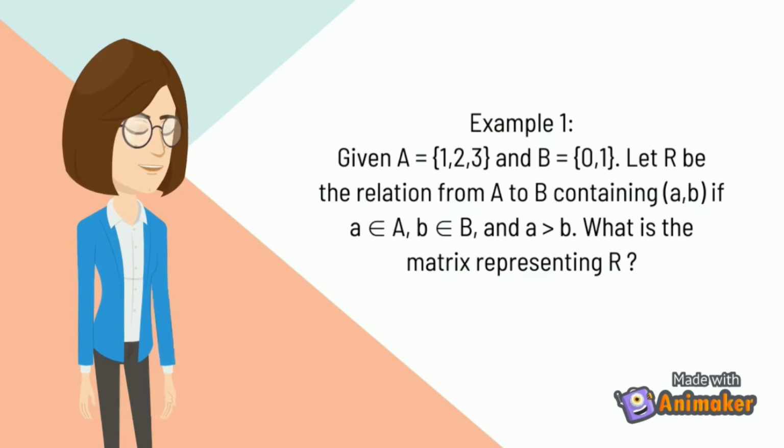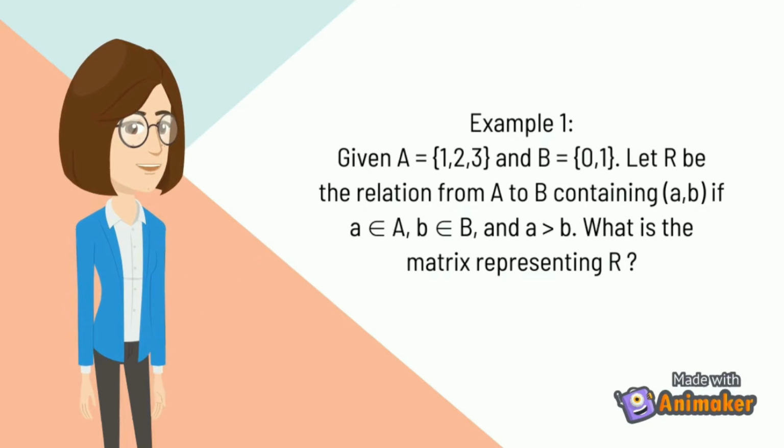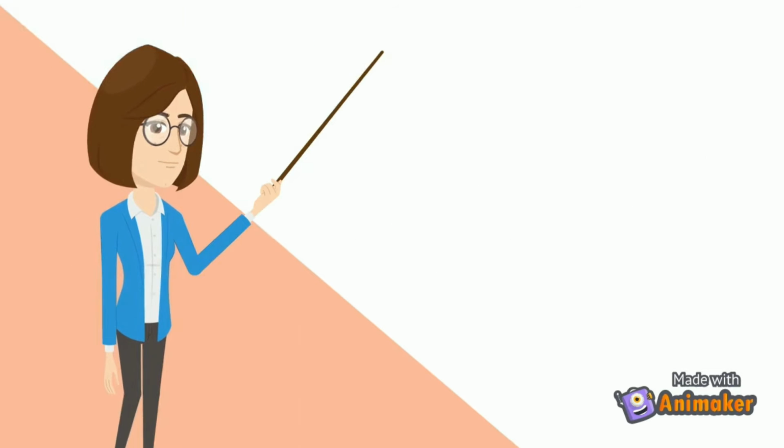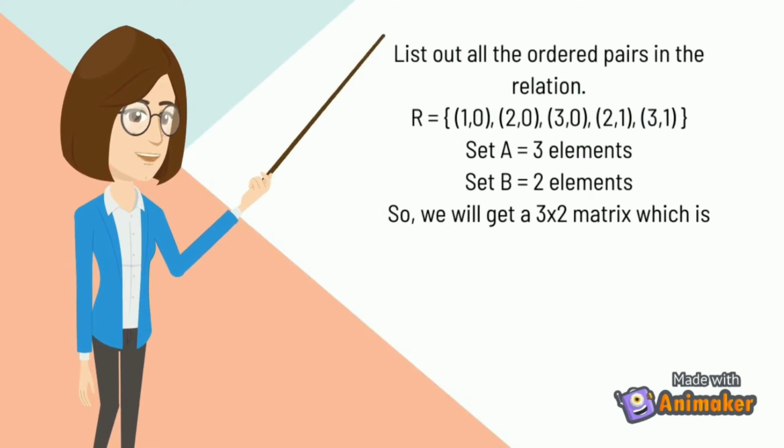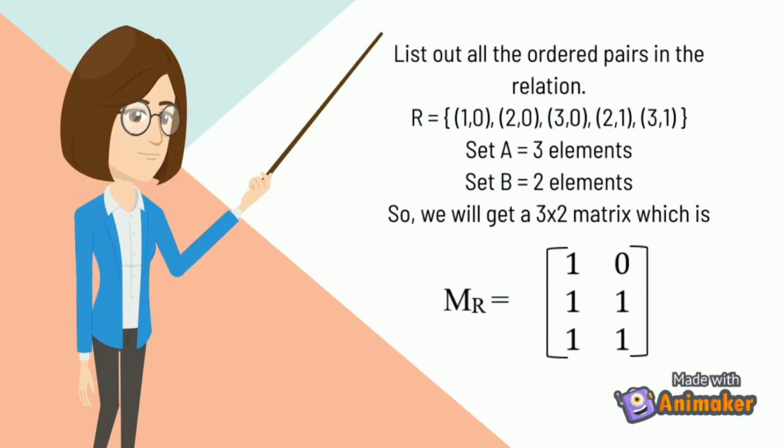Let's see our first example. Given A, with the elements 1, 2, 3, and B, with the elements 0, 1, R is the relation from A to B, containing the following condition. What is the matrix representing R? First off, list out all the ordered pairs in the relation. From the question, we can see that A has 3 elements, and B has 2 elements. From this information, we will get a 3 by 2 matrix, which is like this.